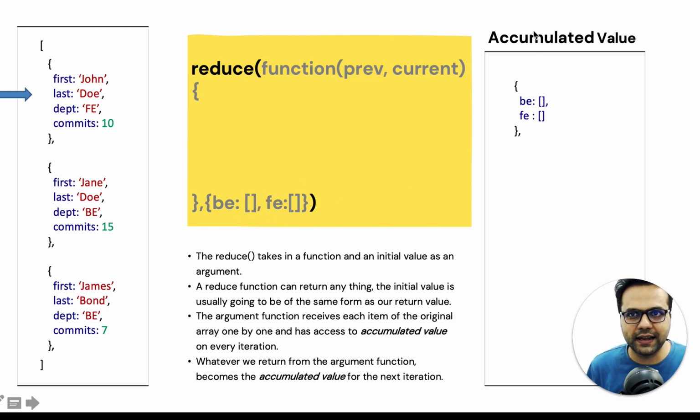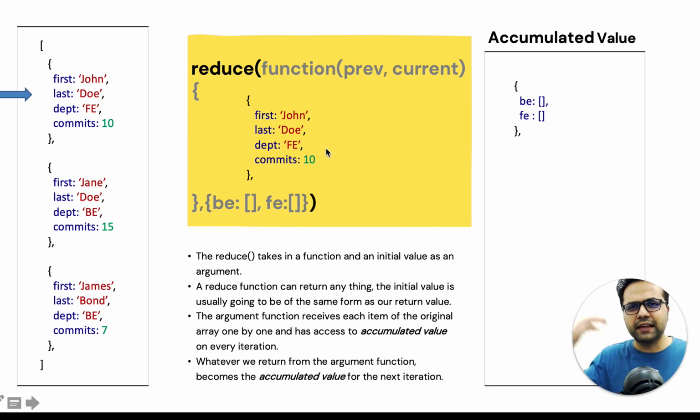Okay, so you can see that this accumulated or initial value or previous value is an object with properties backend and frontend, and they are empty right now. So in the very first iteration, it gets the first item of the array. And then we can write some logic inside the function that, if the department is frontend, return this object but push this John inside the frontend. Okay, so this is the logic that we will be writing inside the function.